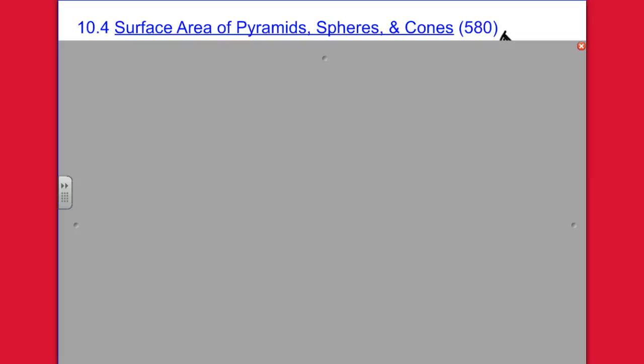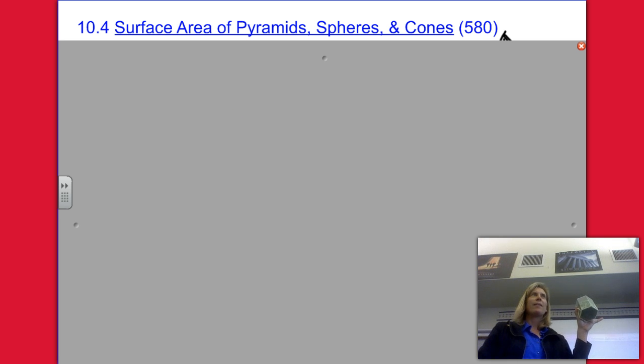All right, so today we get to talk about surface area of pyramids, spheres, and cones. Actually, we're going to focus in on pyramids today, and we'll do the spheres and cones next time. So a pyramid is different than a prism, right? What do you call this? Prism. And so if it is a prism, what does it have?